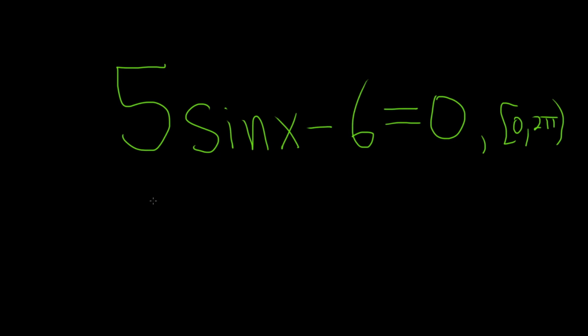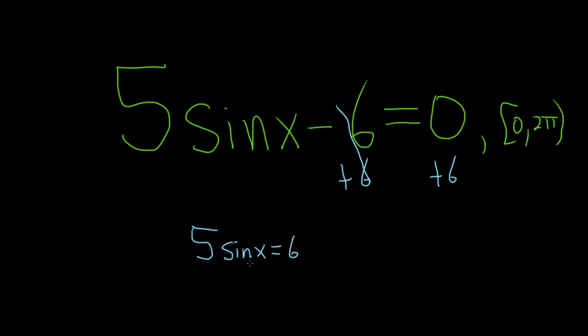In this problem, we have to solve this trigonometric equation. So we'll start by trying to isolate the sine function. So we'll add 6 to both sides. So plus 6, plus 6. That'll give us 5 times the sine of x, and that's going to be equal to 6.